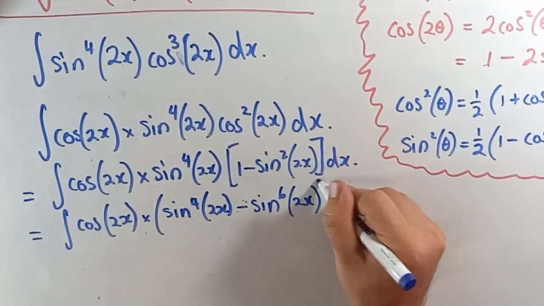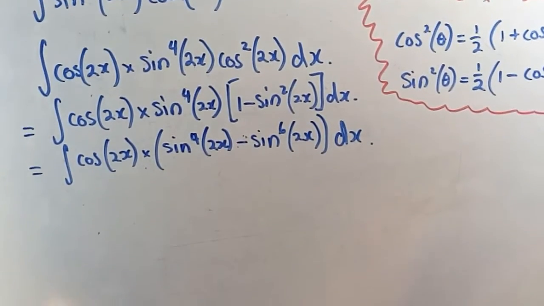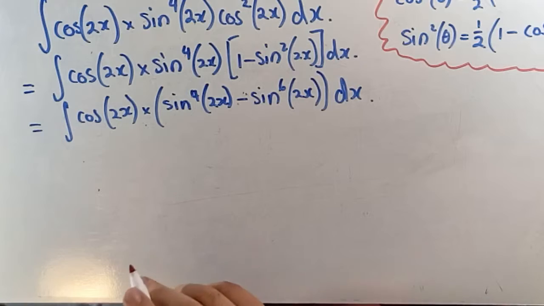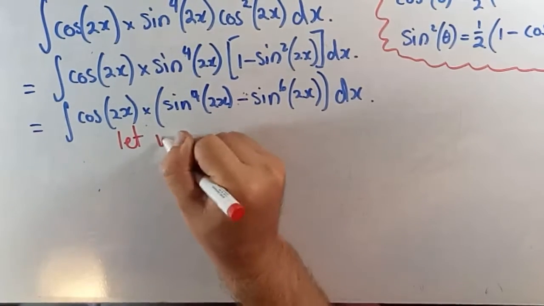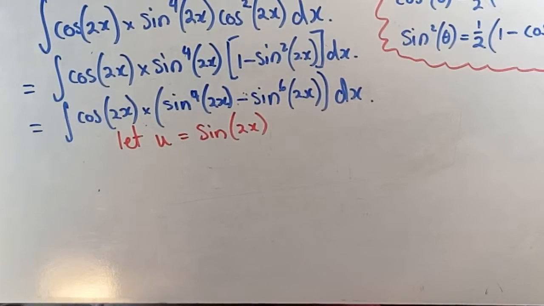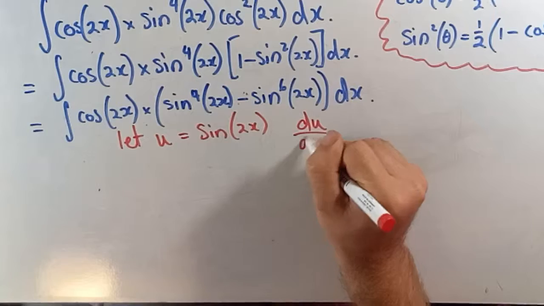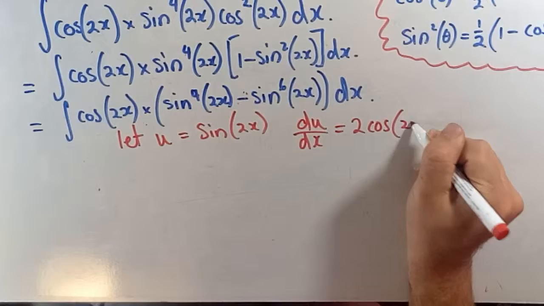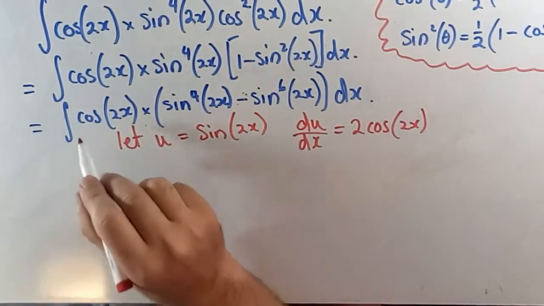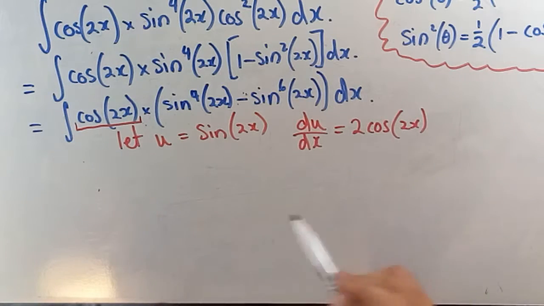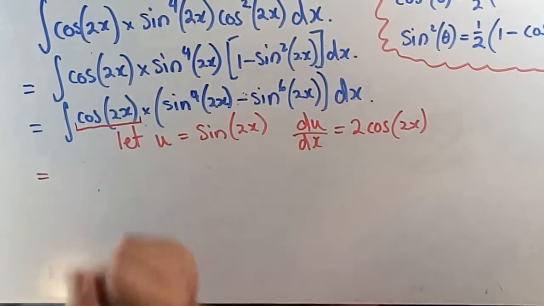You're thinking, this is getting more complicated. Why are we doing this? The point now is to make our substitution. We're going to do a sine substitution. So let u equal sine of 2x, because du dx is going to be 2 cos of 2x, which is why we left this cos here, so that we can use this substitution to change it to u.